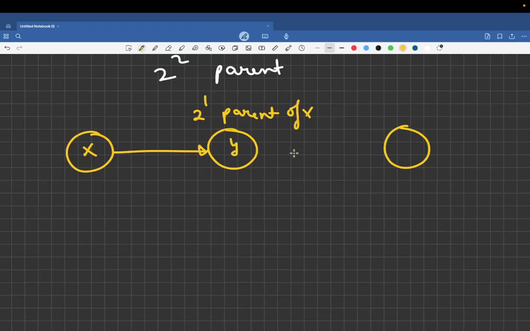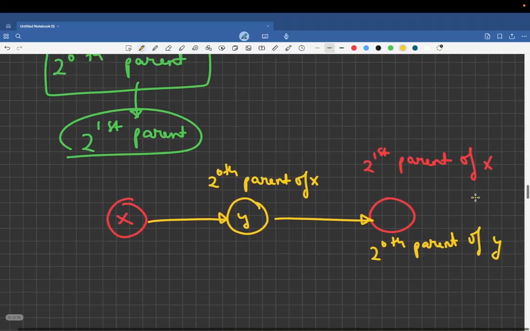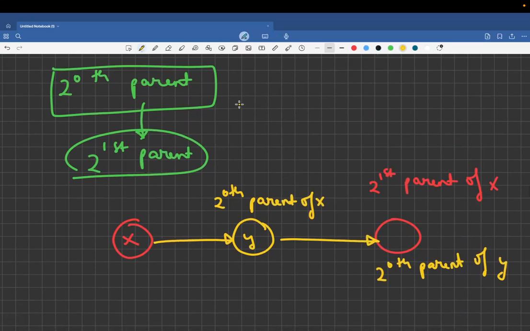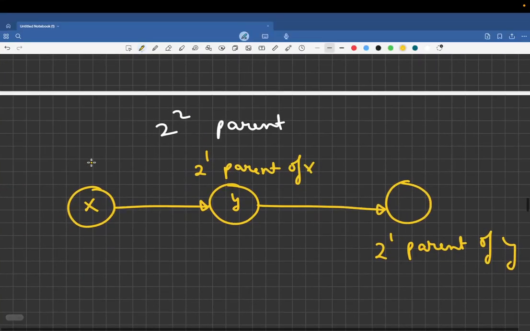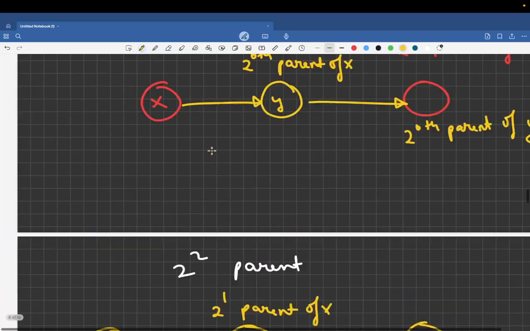And let's suppose if this node is Y, then this final value is nothing but 2 power first parent of Y. And if we just compute in order, we already have this 2 power 0th value. So with the help of this, we will be able to populate 2 power 1th value for each and every node. Then with the help of 2 power 1, we will be able to populate all 2 power 2. With the help of 2 power 2, we will be able to populate all 2 power 3. And this is how we can actually pre-compute 2 power jth parent for each and every node. And this is how binary lifting works.